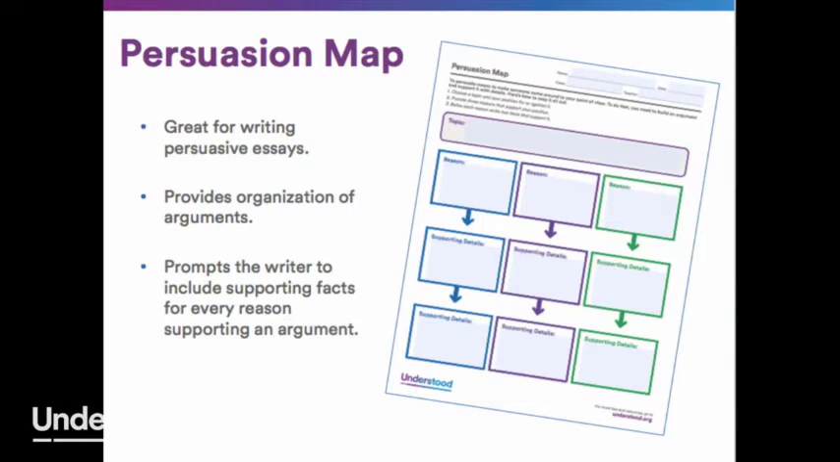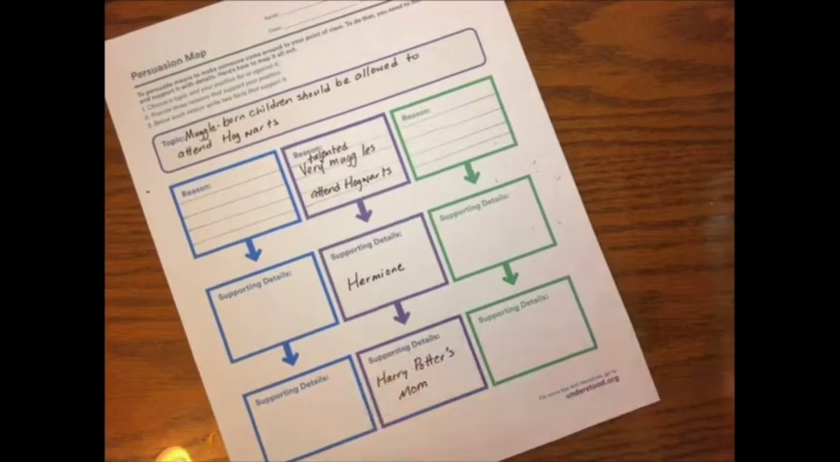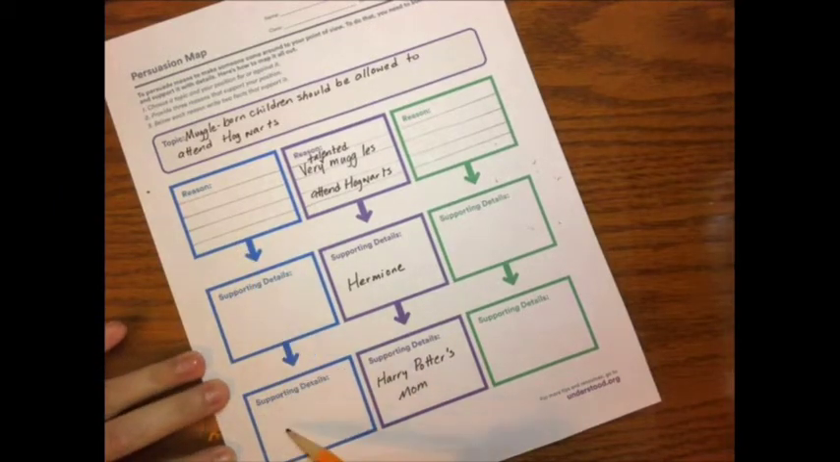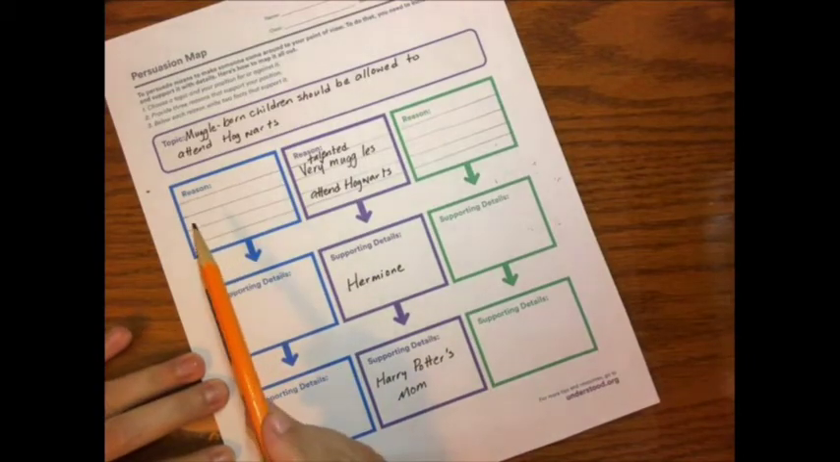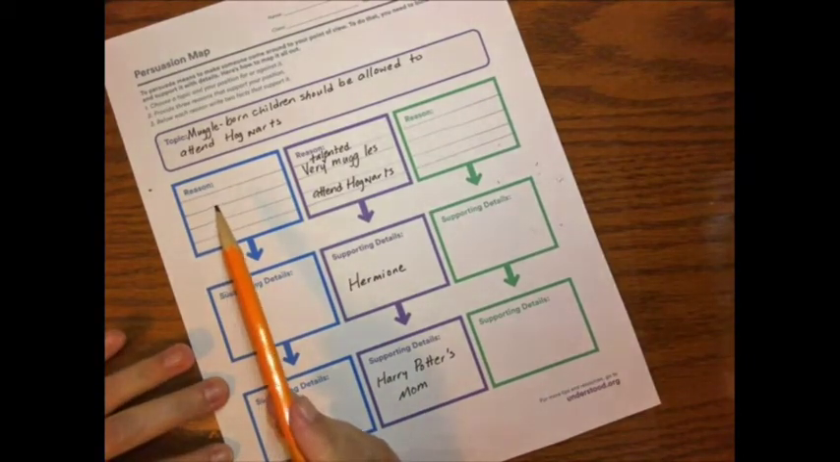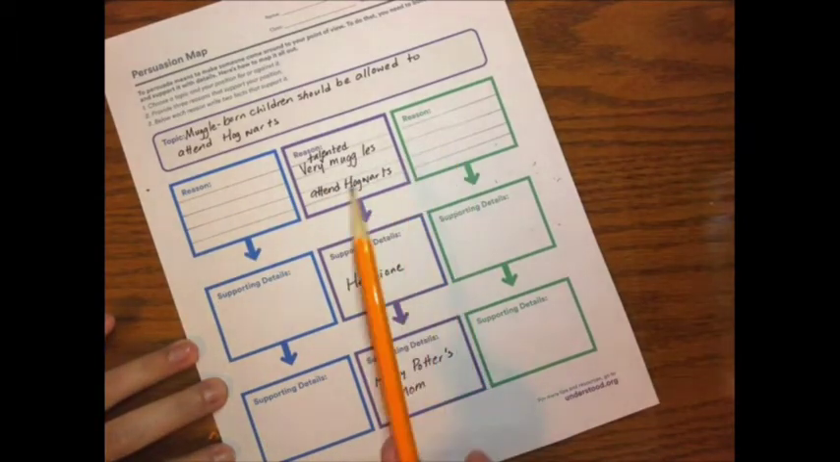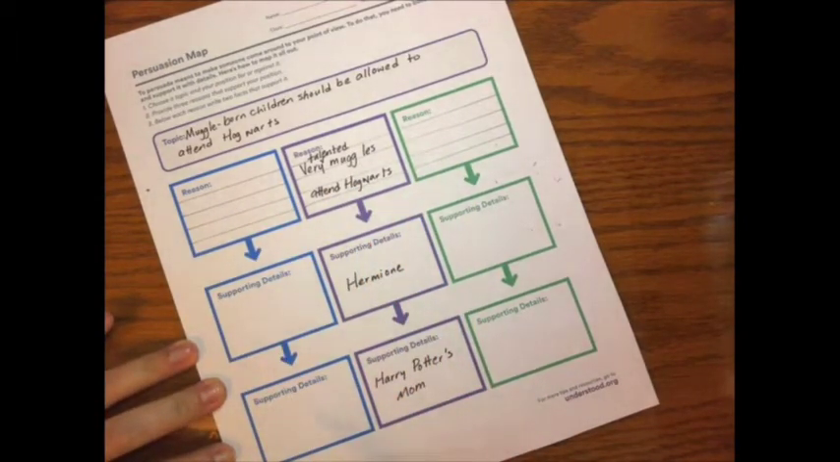Our next graphic organizer is the persuasion map. If you want to put the video. This is an example of a persuasion map. And for a persuasion map, it's to persuade somebody to come around to an argument that you are making. And so when you want to persuade somebody, you need to provide a reason, and you need to provide supporting details for that reason. You can't just give a reason without backing it up. And so this is designed so that you would have 3 reasons plus 2 supporting details for each of those 3 reasons.